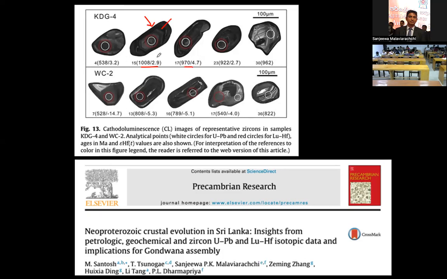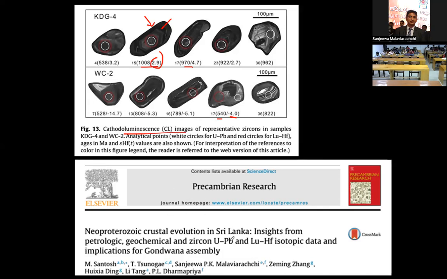The second number, this tiny small number, indicates the uncertainty or the error, plus or minus value, right? Always we get a plus or minus value also for the age. It's not an exact age, but you have some variation, very small variation, like 4 million years, 5 million years, that will be okay. So this indicates 540 plus or minus 4. That means it can be 544 or it can be 536 also, right? So these are also CL images, cathodoluminescence images.